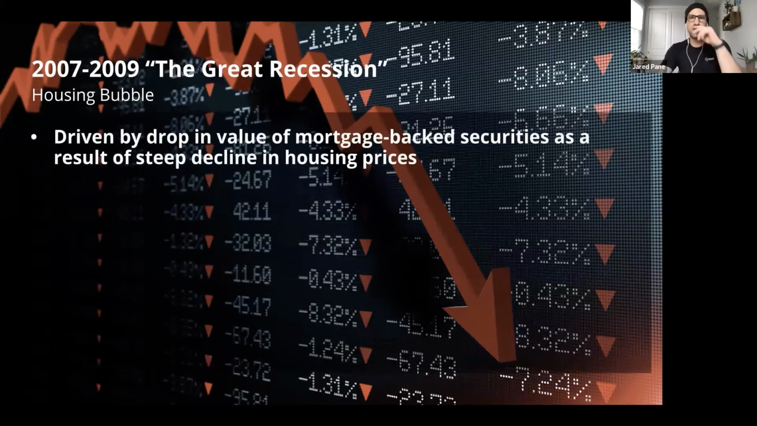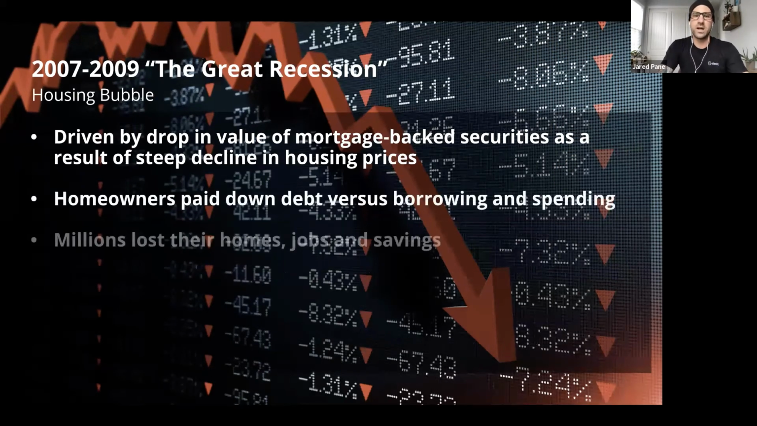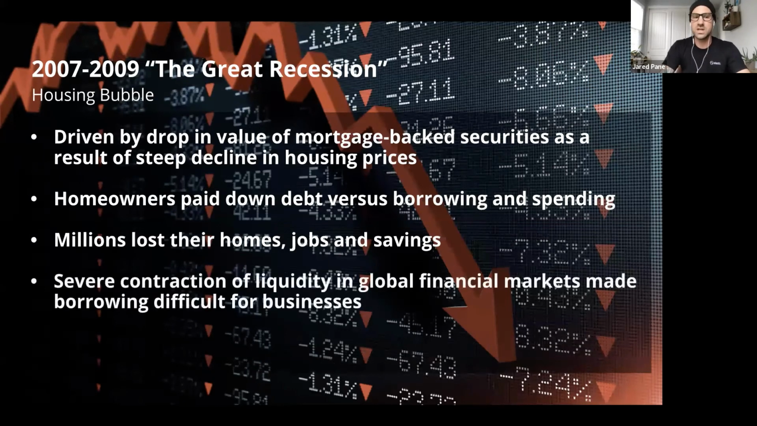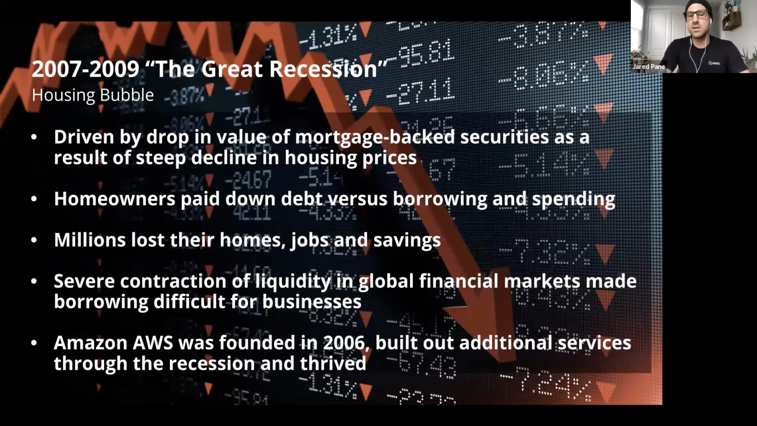So 2007, 2009, right? The Great Recession. Obviously, we all know what happened. We were probably affected by this, right? It happened because of the mortgage-backed housing. Homeowners paid down their debt instead of borrowing. They lost millions of their homes and savings. Severe contraction of liquidity in global finance markets. Amazon AWS was founded in 2006, in the middle of this, and then built out additional services through the recession and thrived on open source.